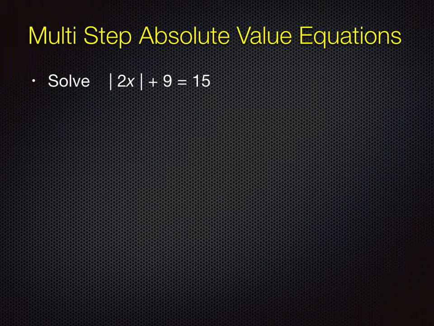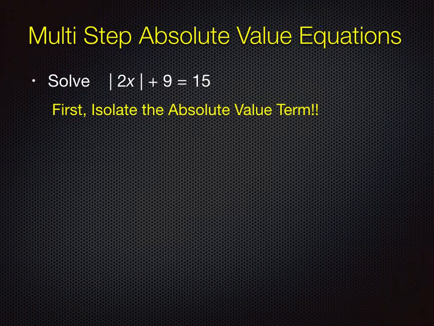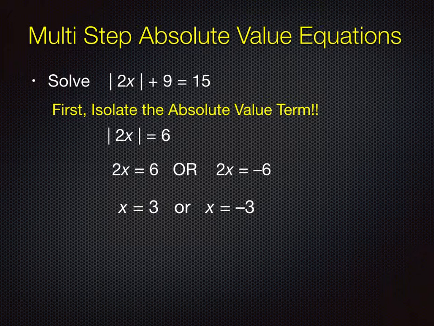All right, here's another multi-step equation. Always isolate the absolute value term first. Let's subtract 9 from both sides. So we know that 2x then can either equal 6 or 2x equals negative 6. We're going to divide by 2 to both sides, and our two solutions are negative 3 and 3.